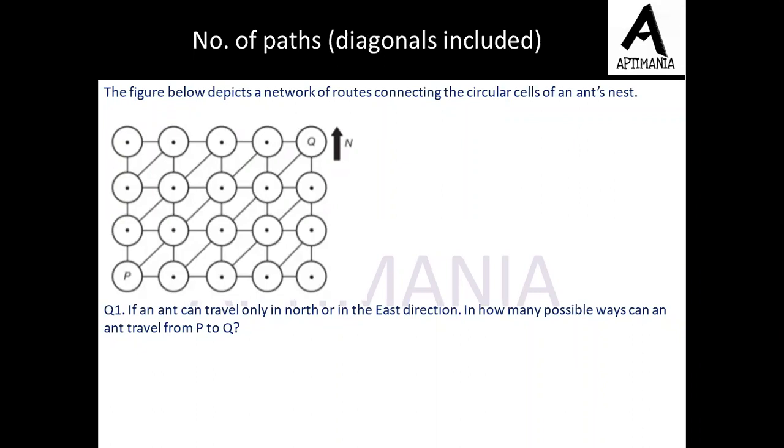The figure below depicts a network of routes connecting the circular cells of an ant's nest. So basically, a figure is given to us where an ant nest is there at P and Q, and there are certain cells which are in the form of a matrix. Let's begin with the question.